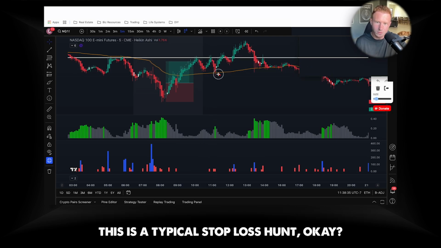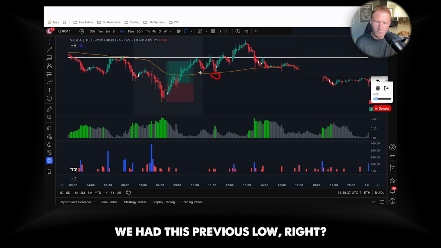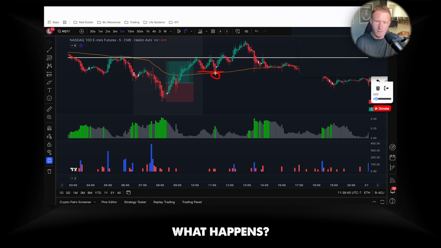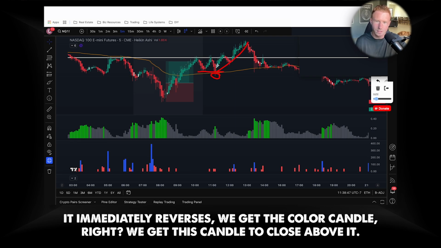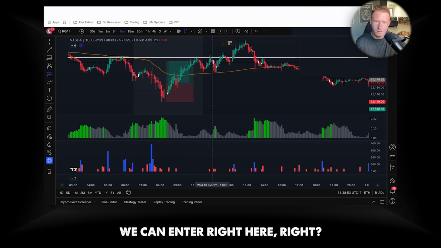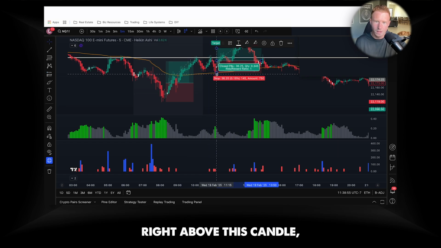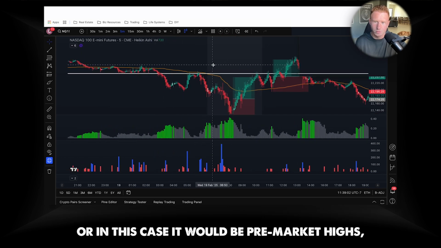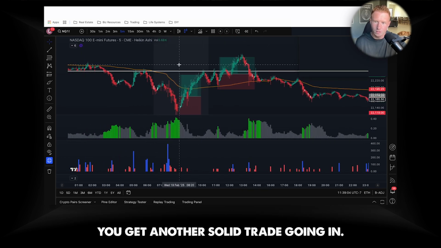This is a typical stop loss hunt, okay? We had this previous low, right? It fakes everyone out. People go short here, or it triggers these people's stop losses. What happens? It immediately reverses. We get the colored candle, right? We get this candle to close above it. What happened? We can enter right here, right above this candle, and then put our stop below the trap candle, and then ride it to new highs for the day, or in this case, the pre-market highs. You get another solid trade going in.